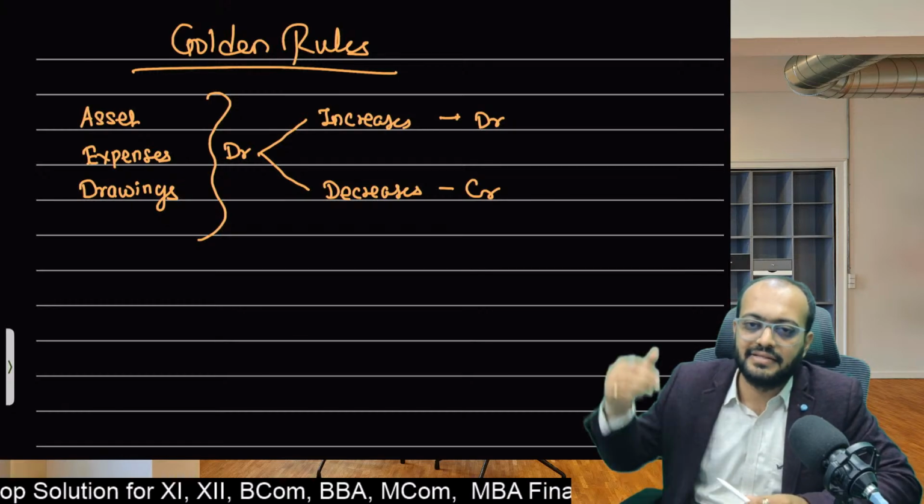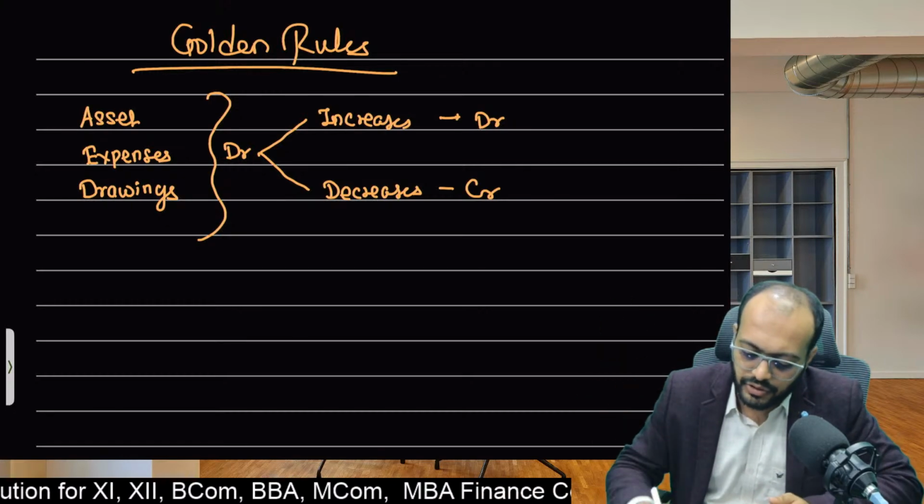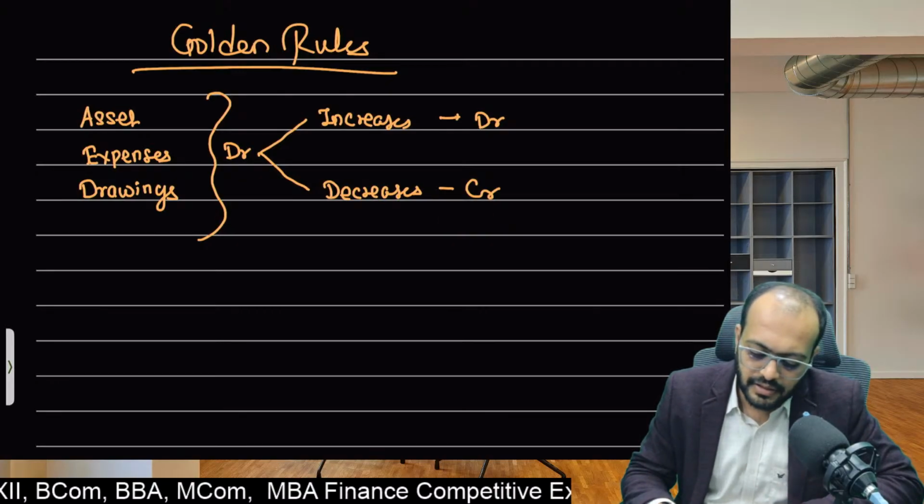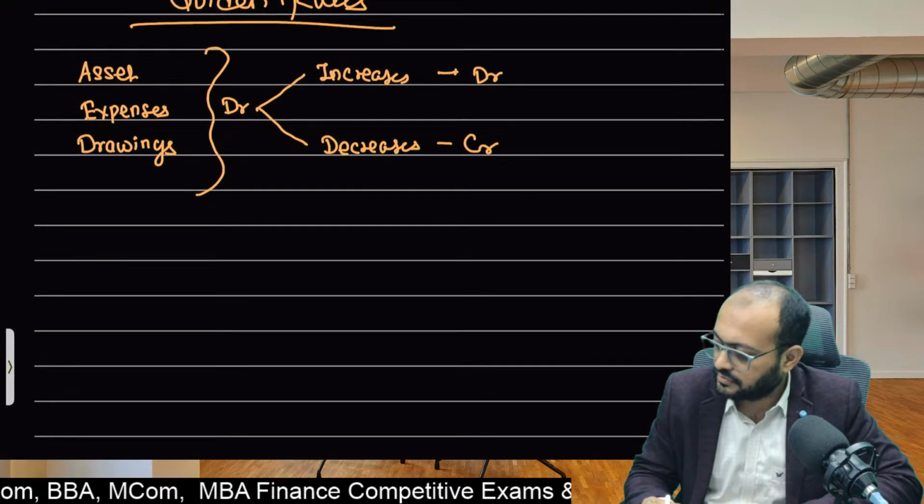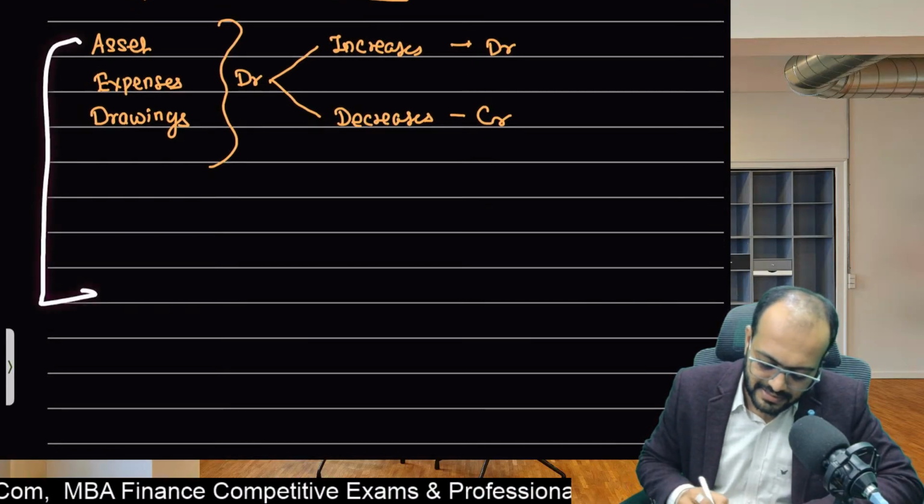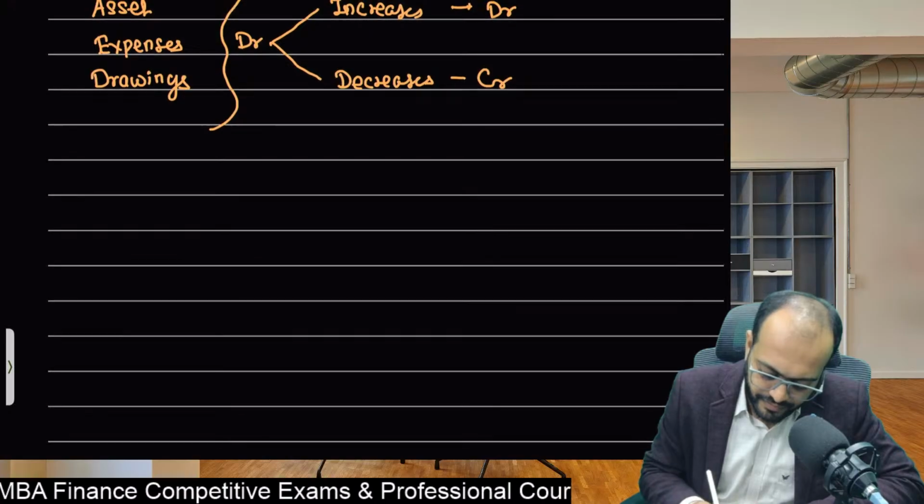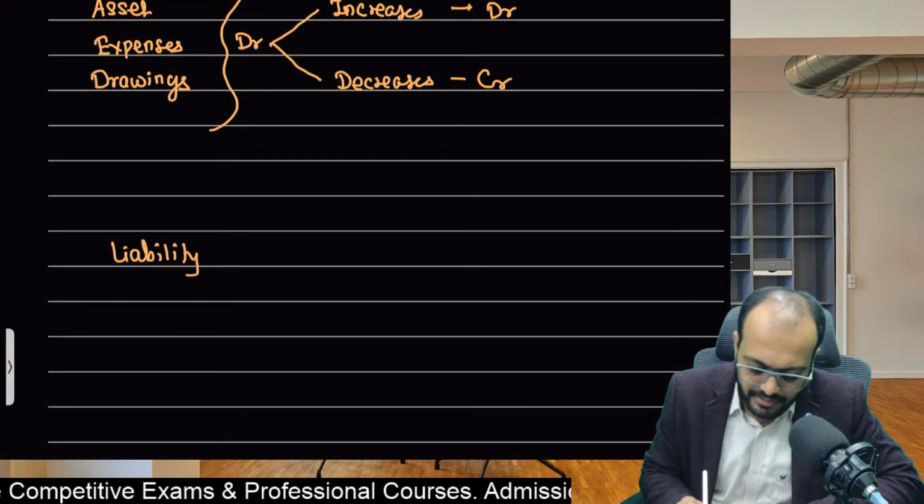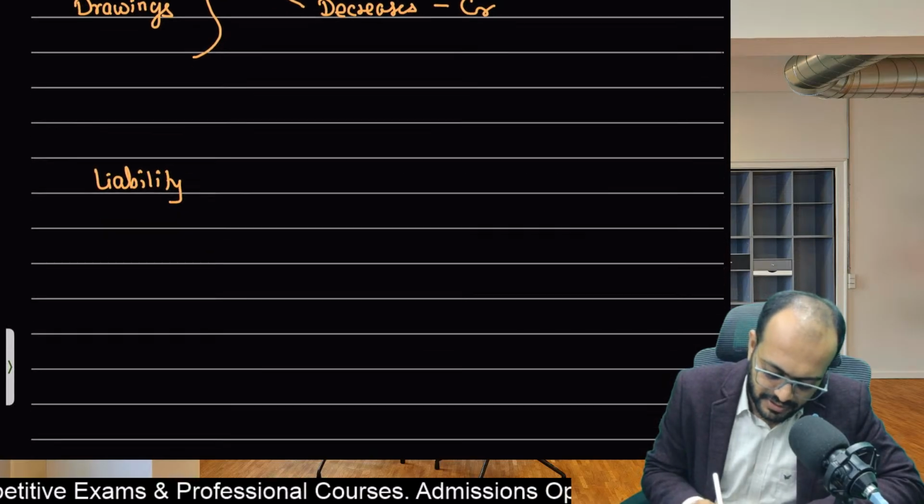So if drawings increase, again we have to give debit, and if they decrease, we have to give credit. Next, the opposite of asset. The opposite word of asset is liability. Then the opposite word of expenses is income.